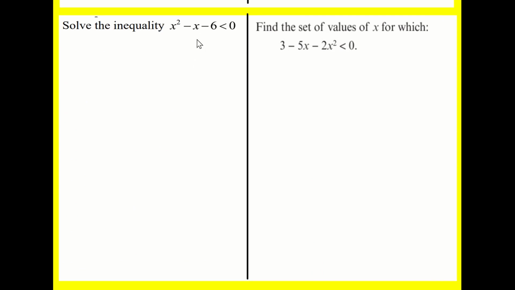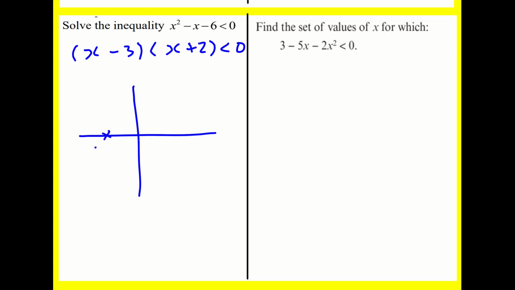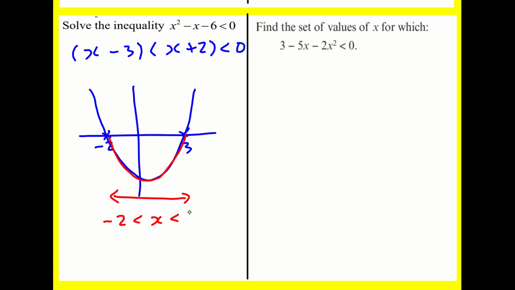Have a go at these. There's an extra step now. I'm giving you the quadratic, so you first of all have to factorize it. The first one factorizes as follows. So we get minus 2 and 3. Where is it less than 0? Less than 0 here, which gives us these x values. Brilliant.